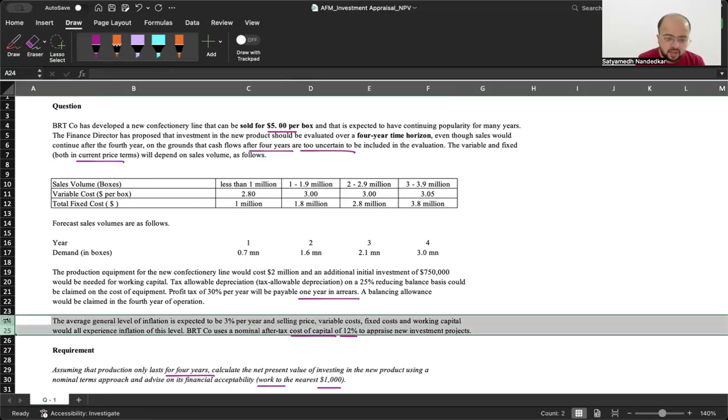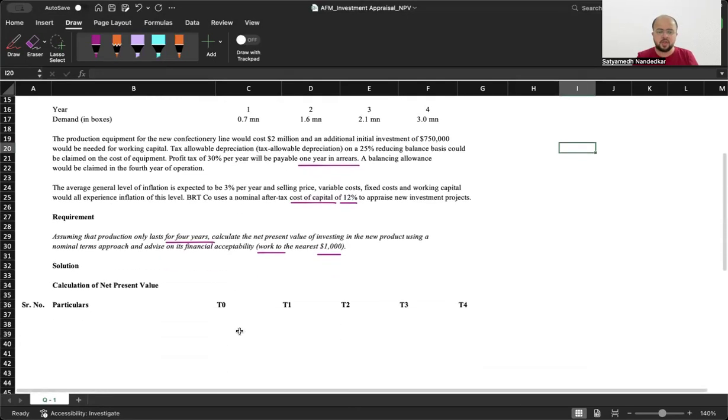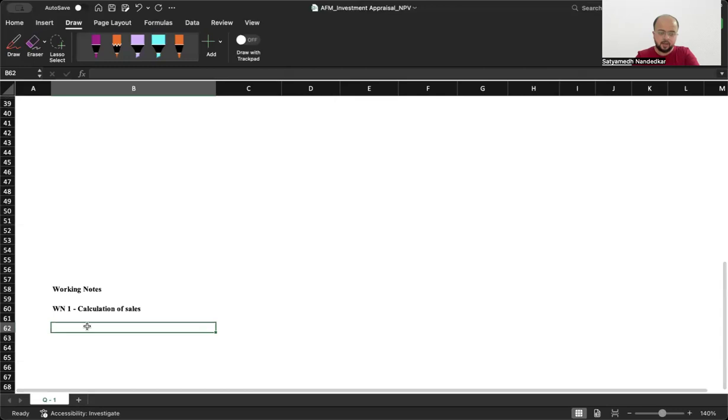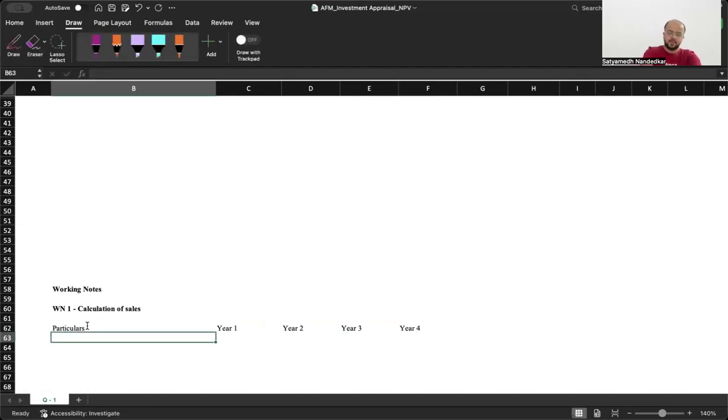And if you observe here, the general level of inflation would be expected to be 3%, and selling price, variable cost, fixed cost, everything grows by this percentage only. So $5 per box and an inflation rate of 3% to be applied. Now, particulars: year 1, year 2, year 3, and year 4.